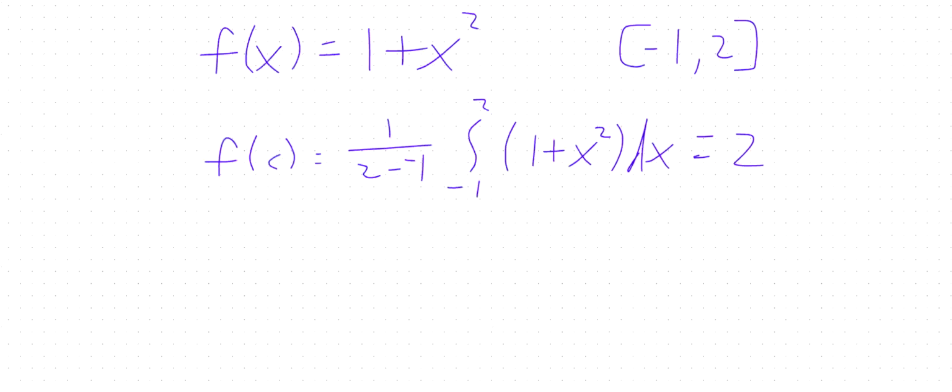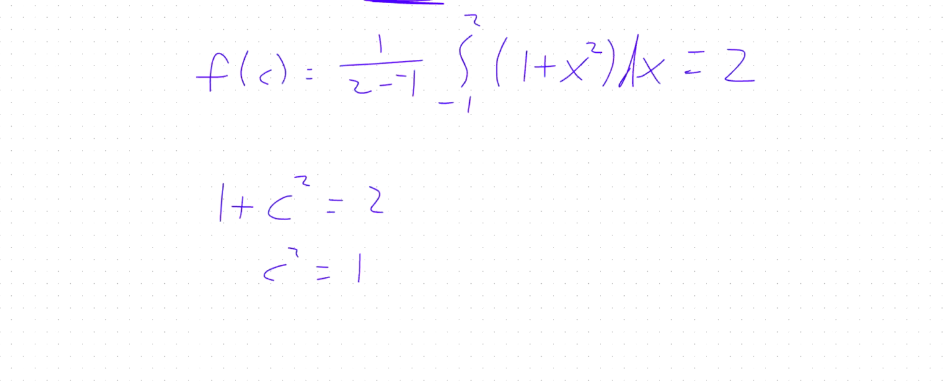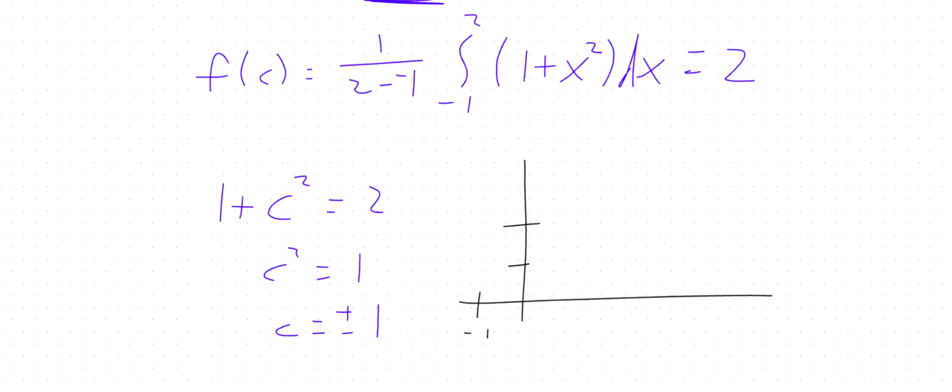Now, f of c, when we're doing this, it's going to be a 1 plus c squared equals 2. So c squared equals 1. So c is going to equal a plus or minus 1. So both spots on this interval, since -1 to 2 includes both -1 and 2, both of them are going to work. So just to take a look at what this is going to show us, there's -1, there's 2. Our graph here looks something like this.